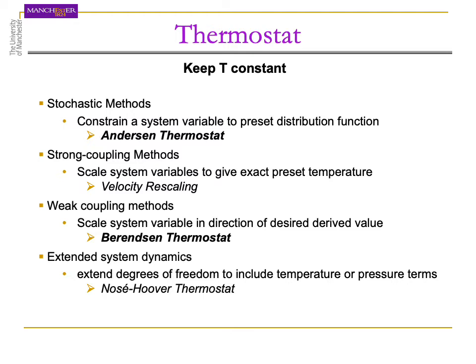This coupling is obtained in different ways, and this gives rise to the different thermostats presented here. So we have stochastic methods in which we constrain a system variable to a preset distribution function, as obtained in the Andersen thermostat. In this case, what we do is to replace the velocity of random atoms chosen in the system. That's why it's a stochastic method, with a velocity drawn from the distribution specific for that temperature.